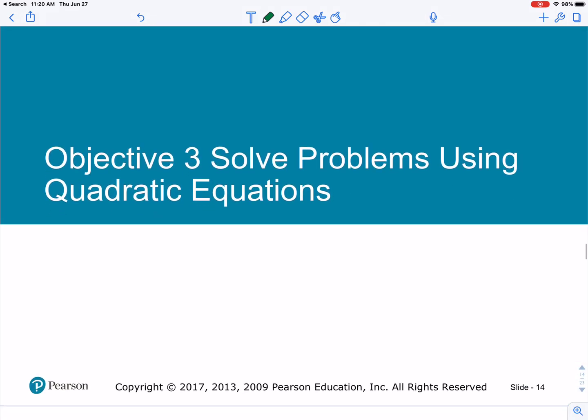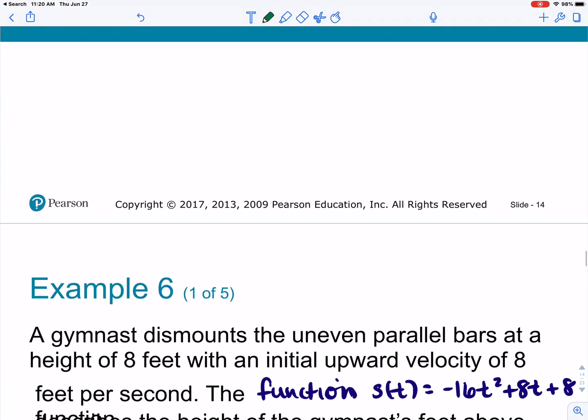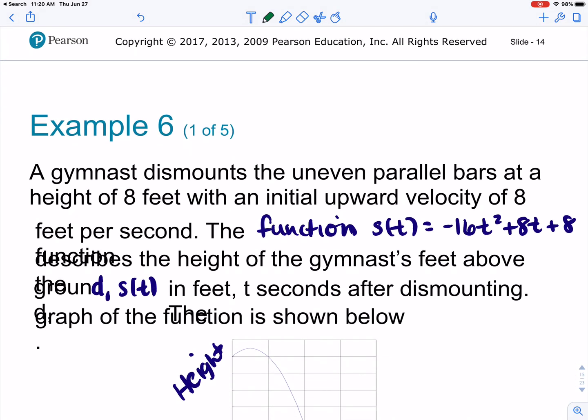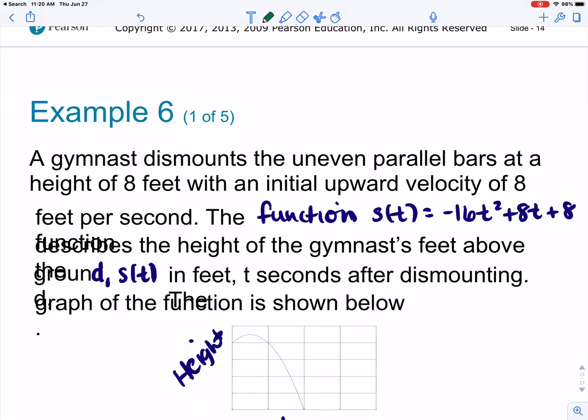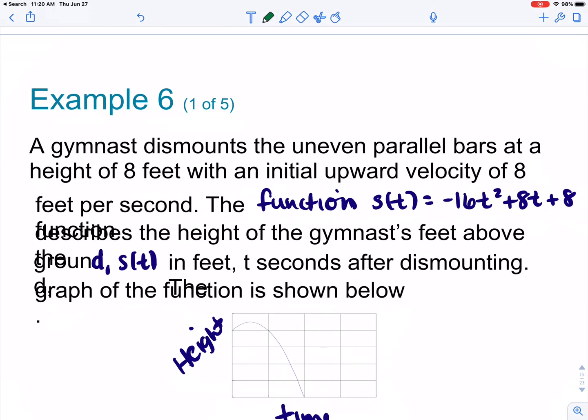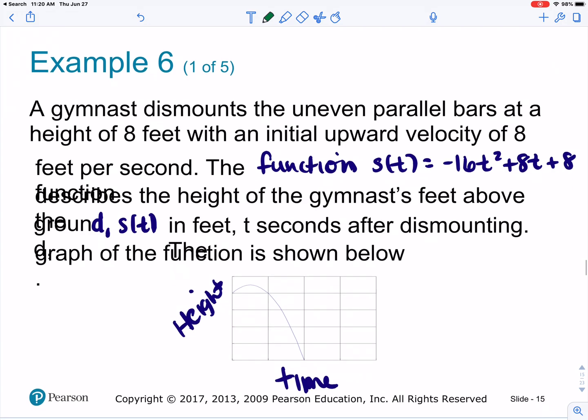Okay, solving problems using quadratic equations. A gymnast dismounts the uneven bars at a height of 8 feet with an initial upward velocity of 8 feet per second. The function s of t equals negative 16t squared plus 8t plus 8 describes the height of the gymnast's feet above the ground. s of t is in feet, and t is in seconds after dismounting.